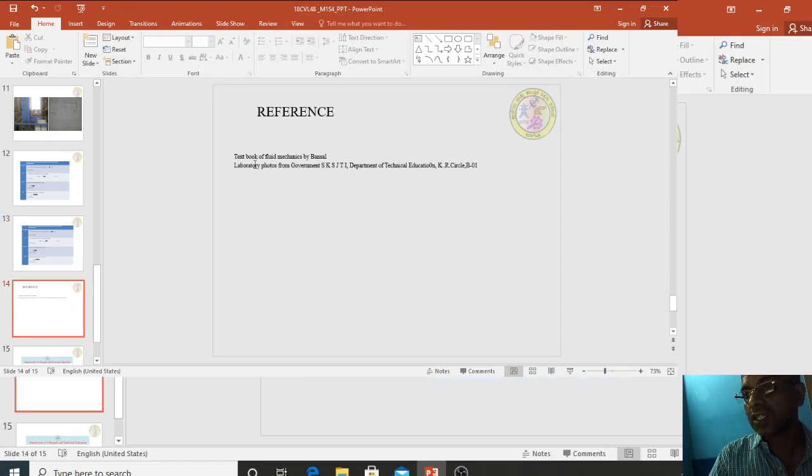So these are all the list of references we used, and the actual photographs are taken from Government SKJ in our college, Department of Civil Engineering FM laboratory.